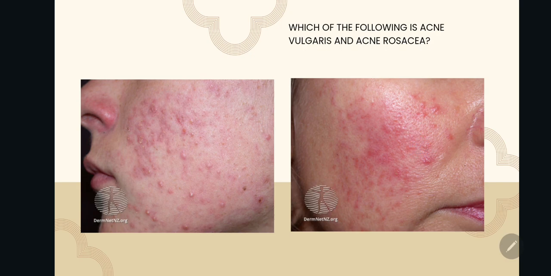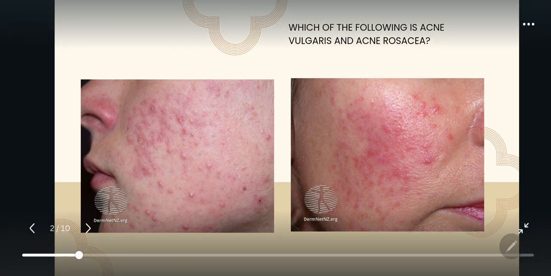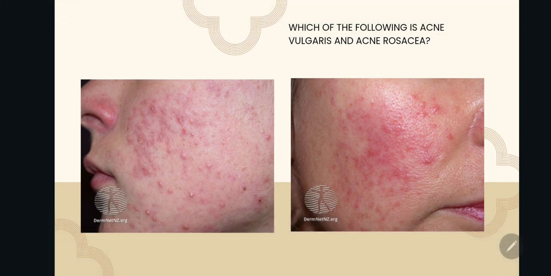Acne rosacea is a chronic inflammatory condition that affects the central face and consists of flushing, erythema, papules, pustules, and telangiectasia. Whereas acne vulgaris, which is also a chronic inflammatory condition, is a chronic inflammatory condition of the pilosebaceous units. What are the pilosebaceous units? In which the gland is basically connected to the duct of a hair follicle.